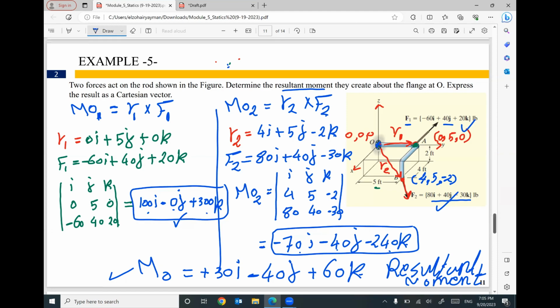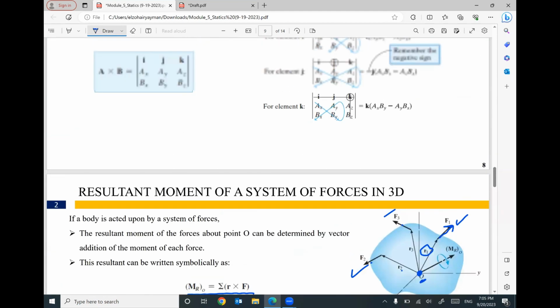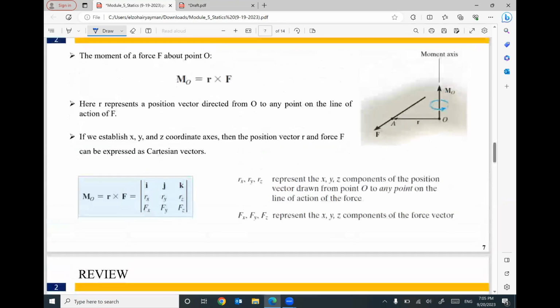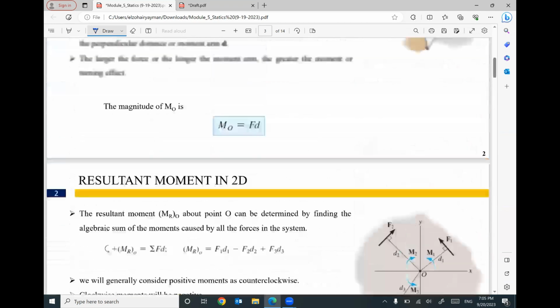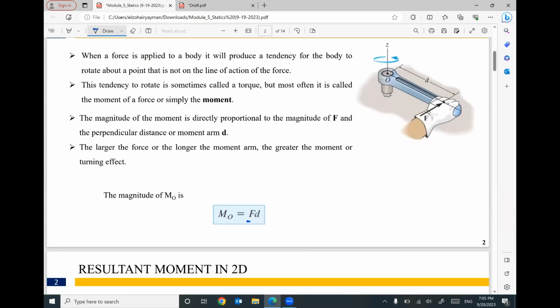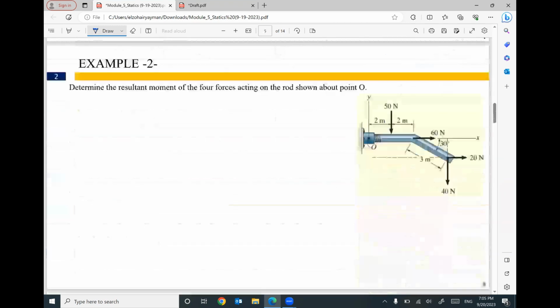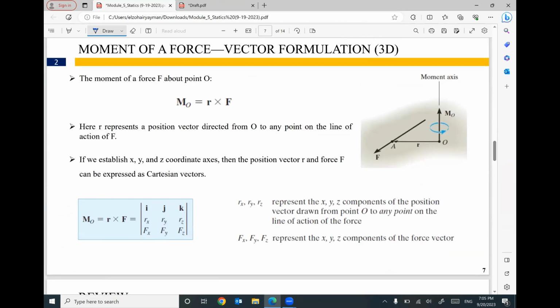So what we covered today, we covered how to figure out a moment from a force and the distance. It's very easy in 2 dimensions. You need only to multiply your force by your distance, but make sure the force and the distance are perpendicular. For 3 dimensions, we need to do a cross product between a position vector and your force as a vector. The position vector is directed from the point that we are calculating moment about to any point on the force.